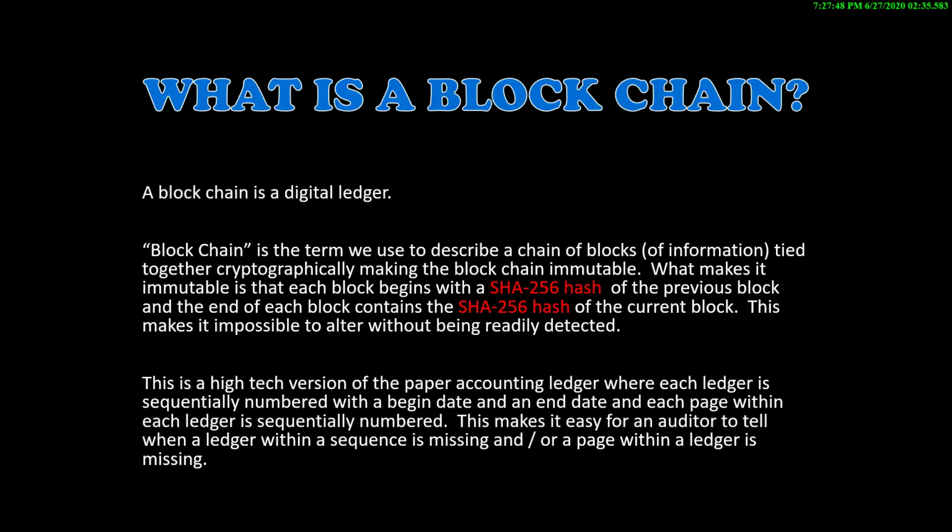What is a blockchain? A blockchain is a digital ledger. Blockchain is the term we use to describe a chain of blocks of information tied together cryptographically, making the blockchain immutable, or unchangeable, is what that means. What makes it immutable is that each block begins with a SHA-256 hash of the previous block, and at the end of each block it contains the SHA-256 hash of the current block. This makes it impossible to alter without being readily detected.